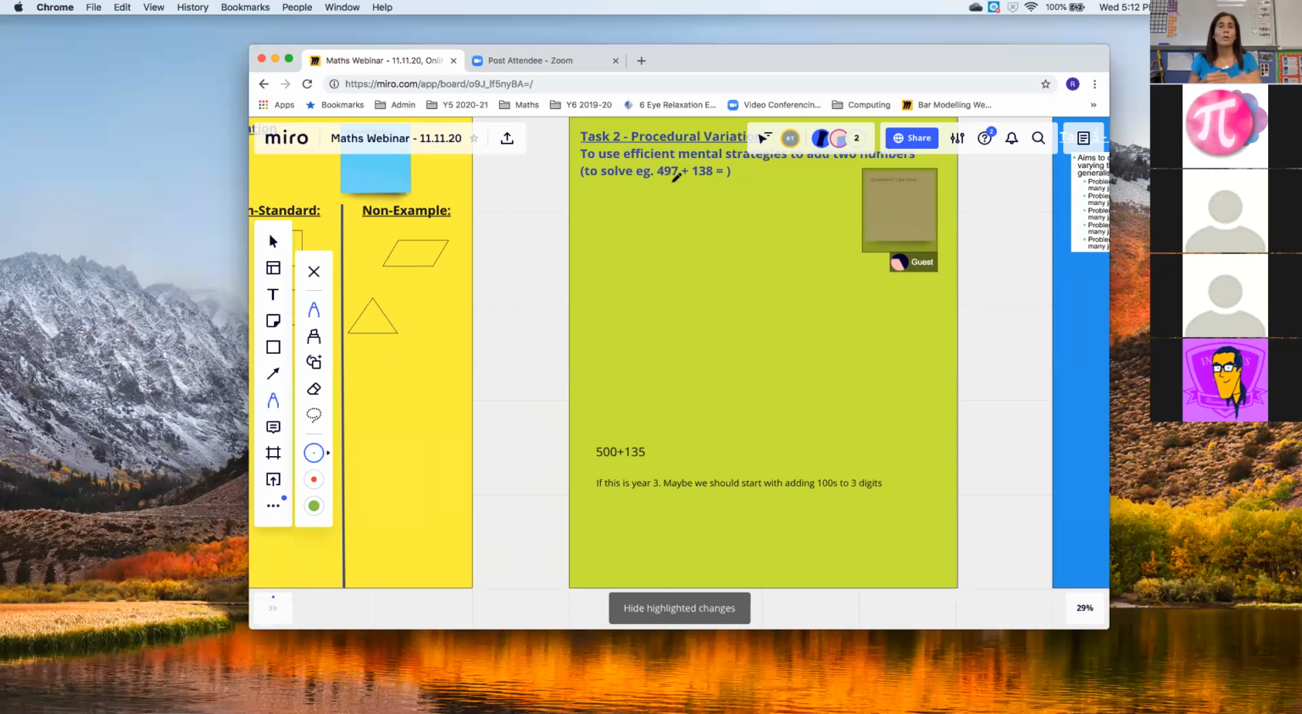Because I think what we need to have in our heads is the skill that we want them to use in their heads in order to solve this. So we want them to adjust, don't we? We want them to realize that this is close to 500 and that by adding 3 to one side, I'm going to have to, well, actually I'm not going to say anything.